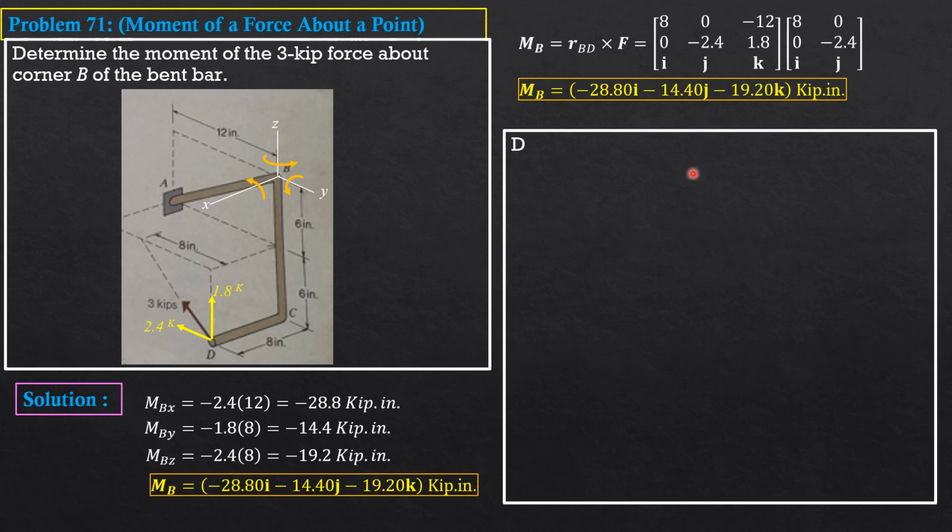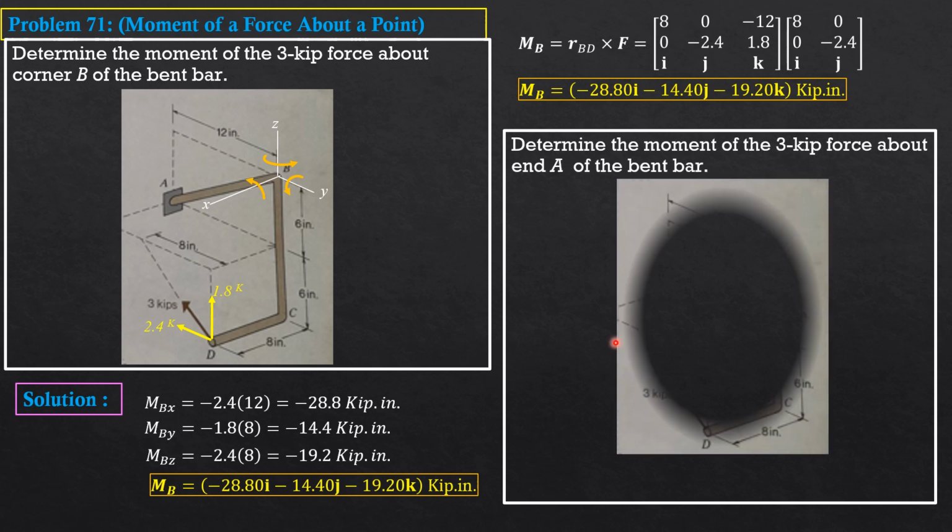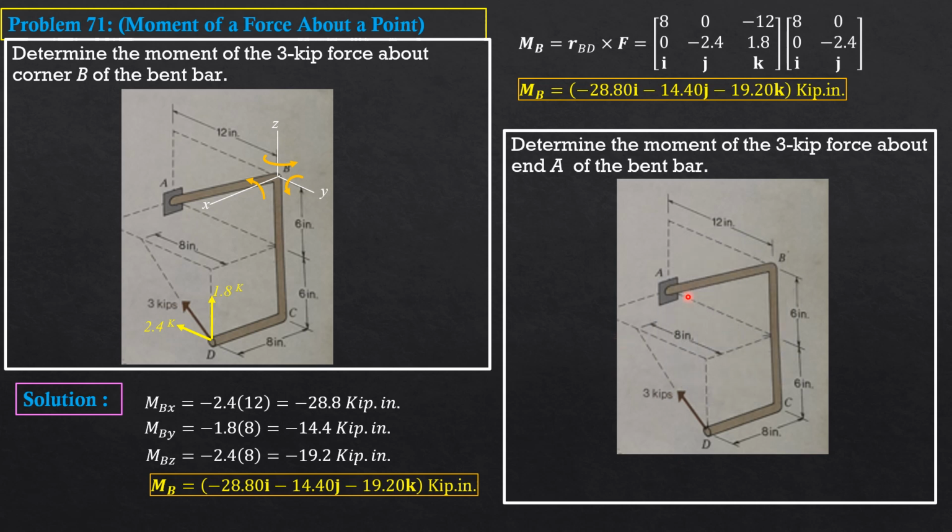Then for your part, determine the moment of the 3 kip force about end A of the bent bar. So this is end A, and I hope that you'll now have an idea how to compute the moment about A. Solve that in two ways also, by scalar approach and by vector approach, and show that this is the answer.